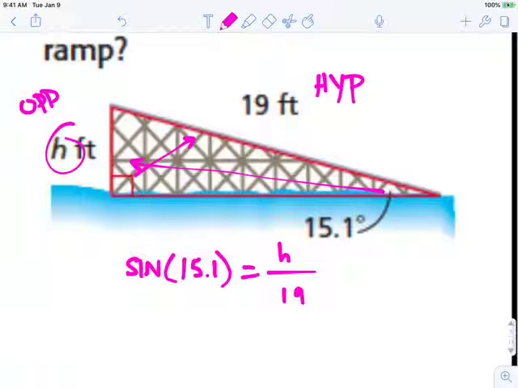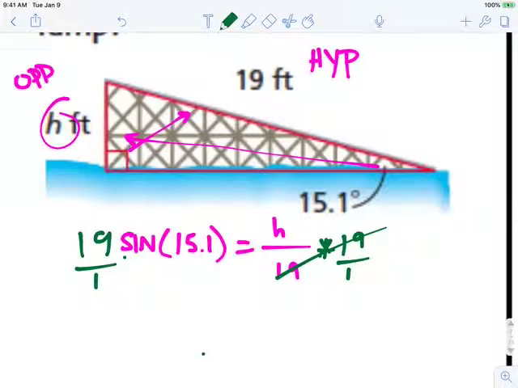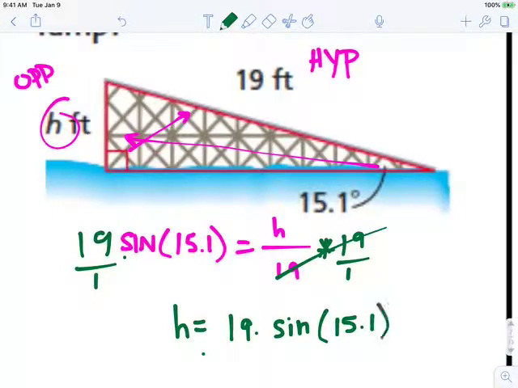If I don't want to round, if I just want to get an exact answer, multiply both sides by 19 over 1 to cancel the 19. So then I know that h is going to be equal to 19 times sine of 15.1. And if we make sure we're on the same page here, I'm going to go to mode, make sure I'm in degrees. 19 times sine of 15.1.